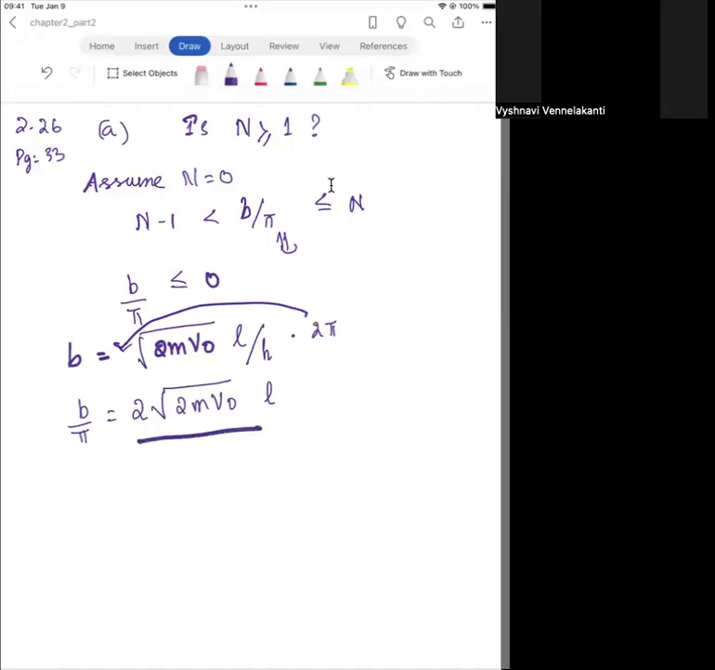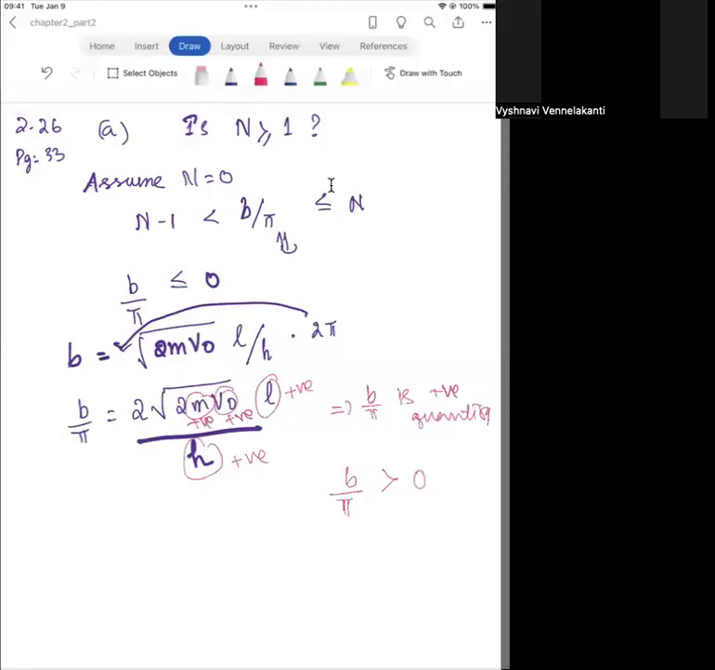Oh, I believe I worked out all this. Yes, and the pi gets canceled. So there we go. So this is the value of b. Now let's see. This is a positive quantity. This is a positive quantity. The mass is positive. The potential is positive. So b over pi is a positive quantity, right? So we know from the value of b that b over pi has to be greater than 0.